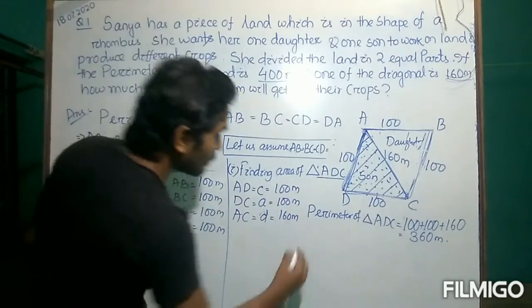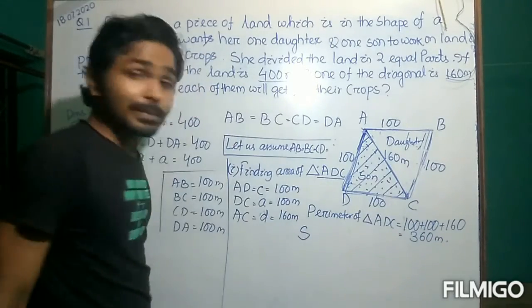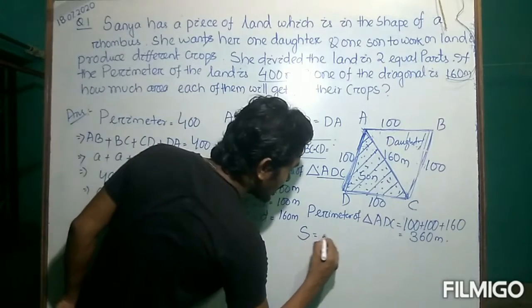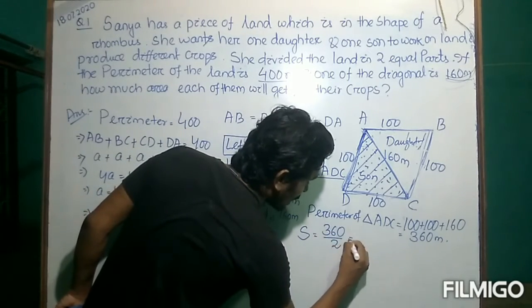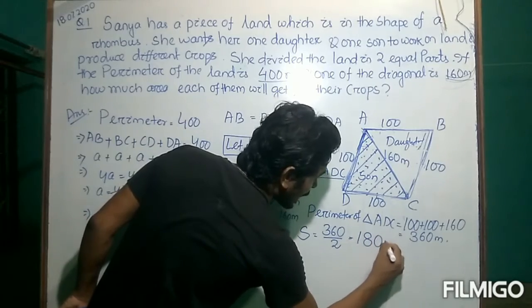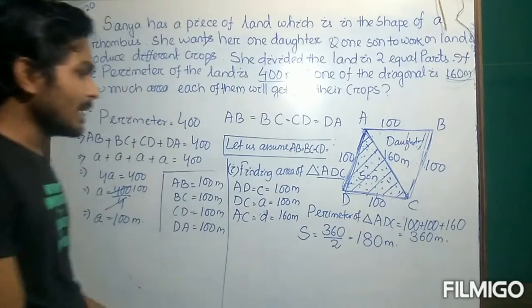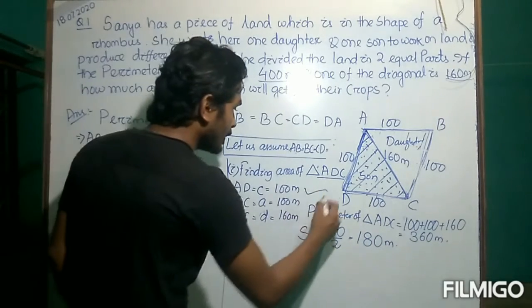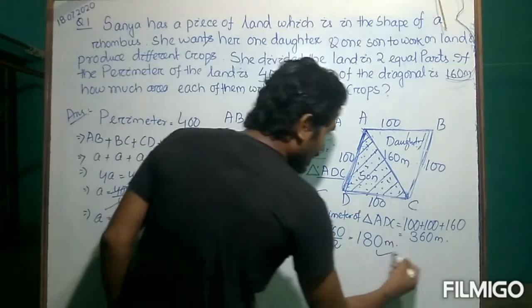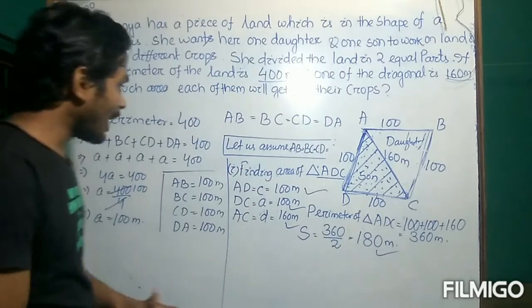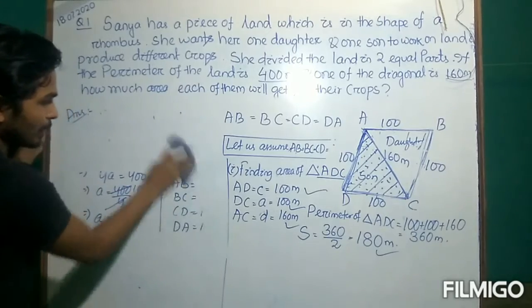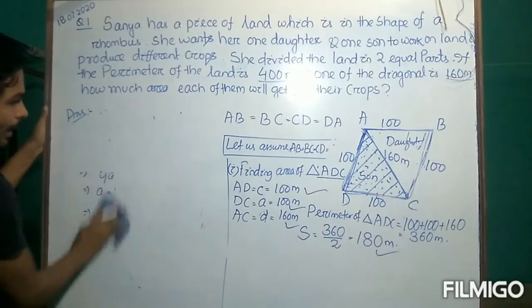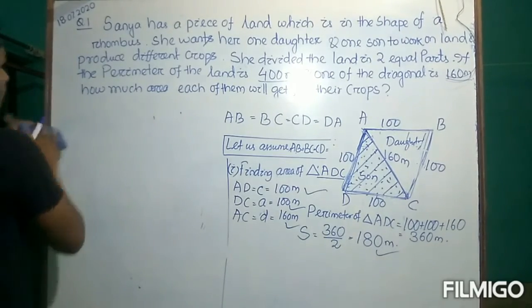Clear? Now we need to find S, that means half perimeter, semi perimeter, that is 360 by 2. After cancellation it gives 180 meter. Okay. So now we have the three sides as well as S. Now we can easily find the area of the triangle ADC by using Heron's formula.